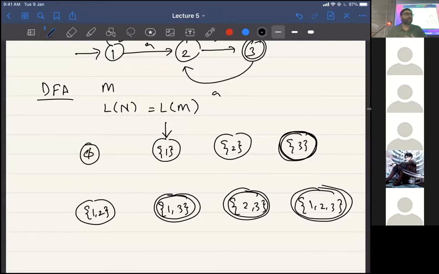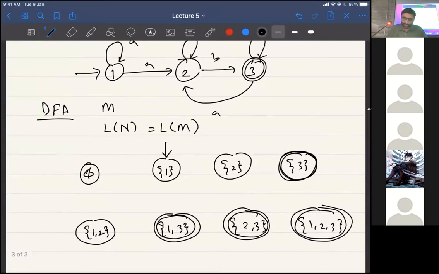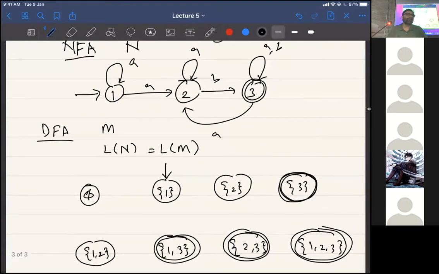Okay, now we need to talk about all the transitions. So we start with empty. Once we start with empty, is there any state empty in the NFA? No. So there is nothing. Whatever it reads, A or B, it remains there. It cannot go out from this state. Now let's talk about 1.